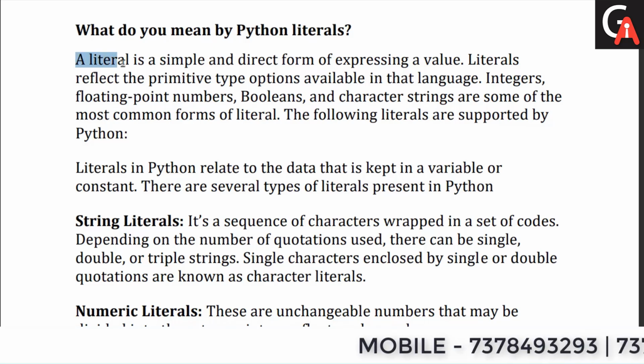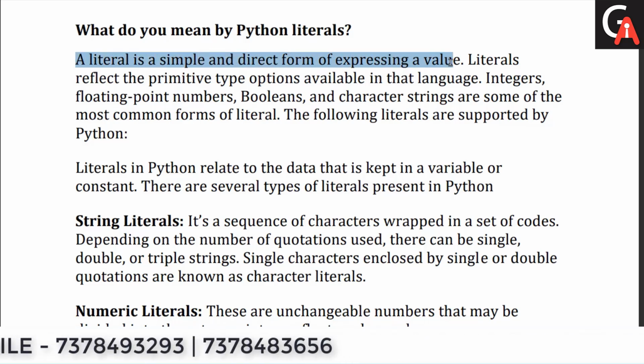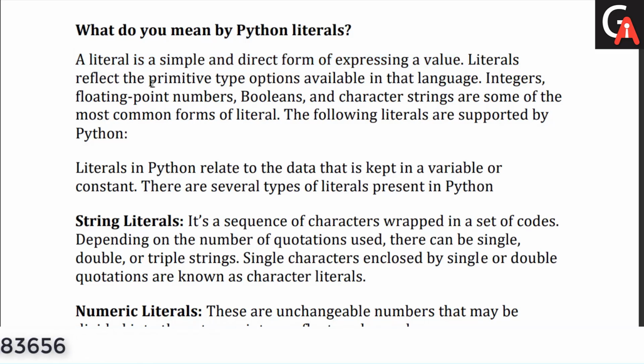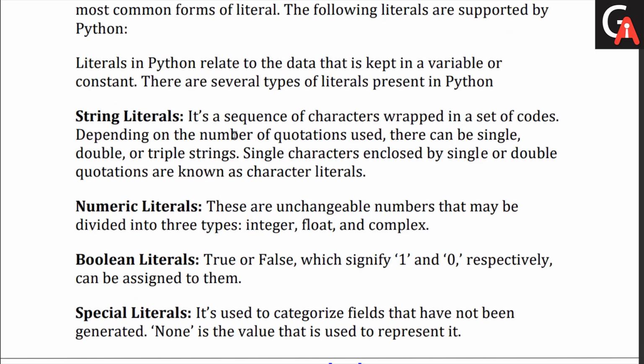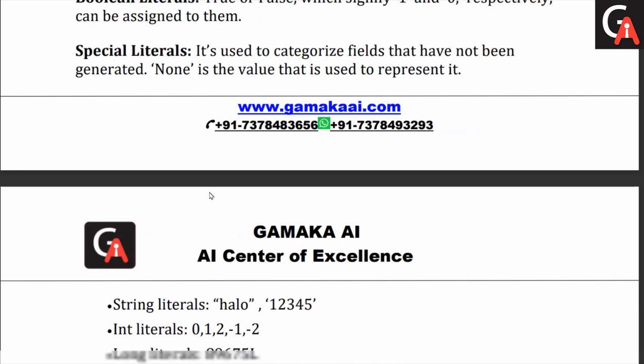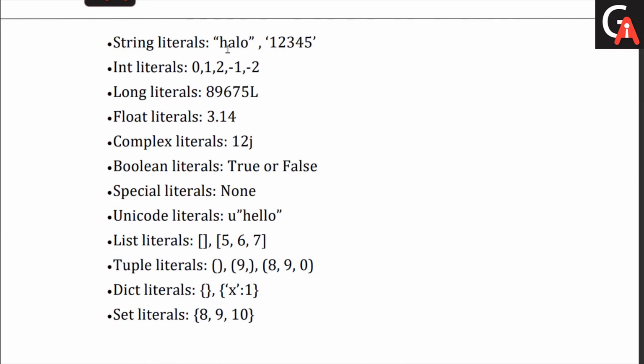Okay, a literal is a simple and direct form of expressing a value. Literals reflect the primitive types available in that language. Integers, floating point numbers, booleans and character strings are some of the most common forms of literals. The following literals are supported in Python. We have string literals, numeric literals, boolean literals and special literals. If I go with the example directly, here is a string literal, where the characters are enclosed within quotes. We have integers such as 0, 1, -1, 2.